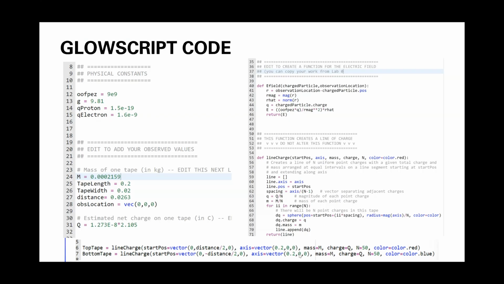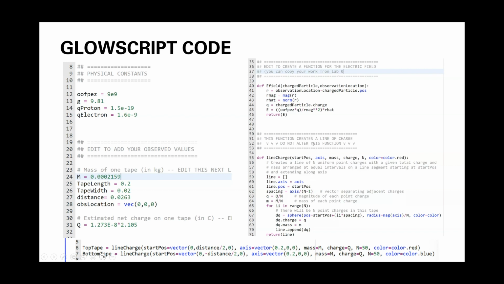Here's our GlowScript code, where we have defined our physical constants up here, and we add our observed values from lab 1. And here we have our estimated charge, which we're going to play around with, this new constant, until we get a good number in our model, but that comes later. Here we'll define a function for electric field, just going back to Coulomb's law.